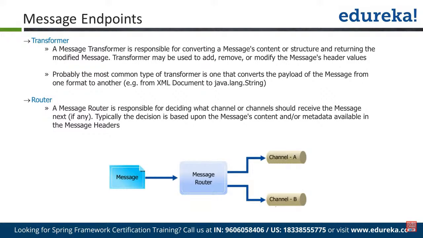Then we have a router, which simply routes your messages. A message router is responsible for deciding what channel or channels should receive the message next. Typically, the decision is based upon the message's content and/or metadata available in the message header. For example, you have one application whose job is to generate bulk output.